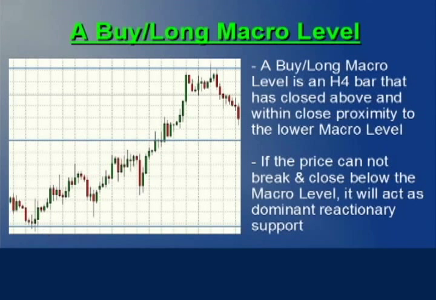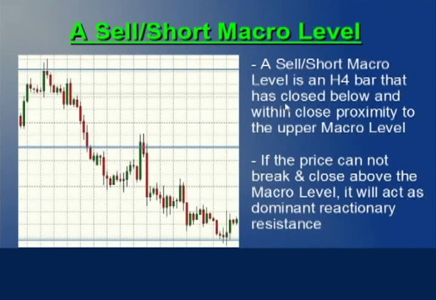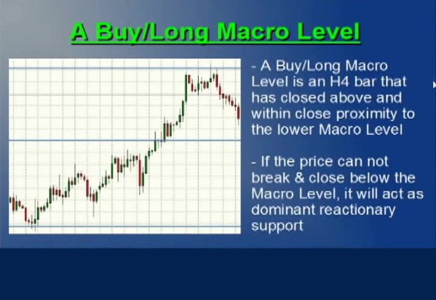So if we just go back, a sell short macro level is an H4 bar that is closed below and within close proximity to the upper macro level. If the price cannot break and close above the macro level, it will act as dominant reactionary resistance. Okay, so the buy long macro level is just the reverse. The buy long macro level is an H4 bar that has closed above and within close proximity to the lower macro level. And if the price cannot break and close below that macro level, it will then act as a dominant reactionary support.